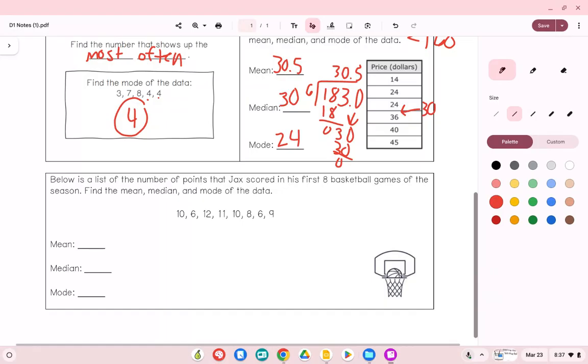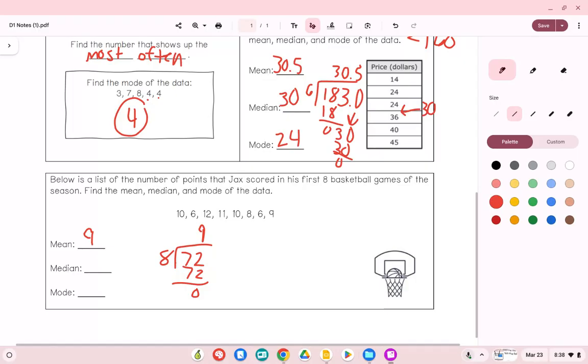All right, so to find the mean, that's the average. So I'm going to add them up and divide by how many numbers there are. So if I add them up, that's 72 is the sum. And there are 1, 2, 3, 4, 5, 6, 7, 8 numbers. So 72 divided by 8, that is 9. All right, so the mean is 9. That means he scores about 9 points per game.